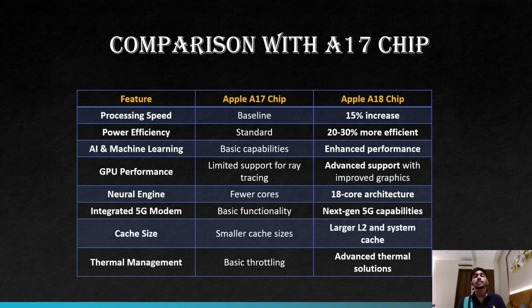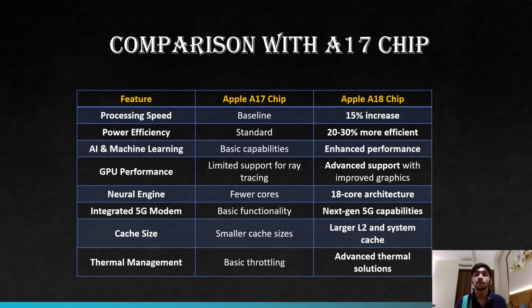Now this slide shows the comparison with the A17 chip. So one by one we will understand the differences from the previous A17 chip to the latest and advanced A18 chip. Talking about the first feature, processing speed: the Apple A18 chip provides an increment of 15% over its A17 chip. So you can imagine how smooth and seamless you can perform your task. And now the next is power efficiency. The Apple A18 chip is 20 to 30% more efficient. So your power is efficiently used while using the A18 chip, which makes it seamless.